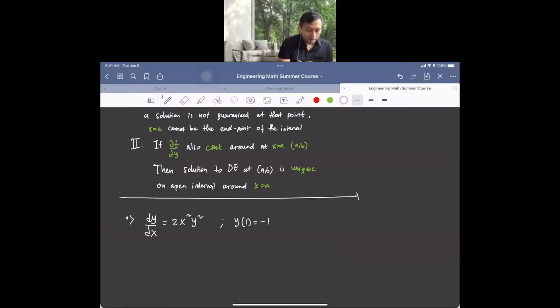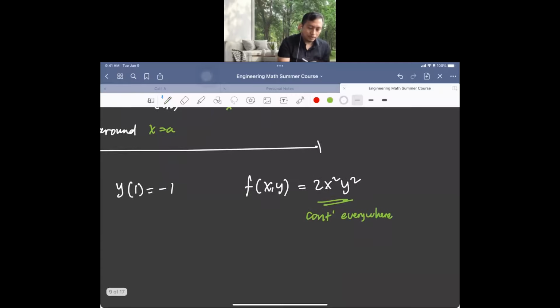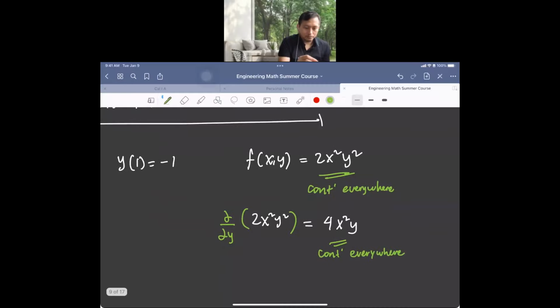Okay, first, if we want to check the continuity, of course, we let the differential equation become our function f. And of course, from what we have here, we can have x and y everywhere, right? It doesn't have any restrictions, so it's continuous everywhere. So no problem here. The second one is we need to take the partial. Taking the partial, we have 2, 2, it becomes 4x squared y, right? And again, it's the same thing, it's continuous everywhere, we don't have any restrictions.